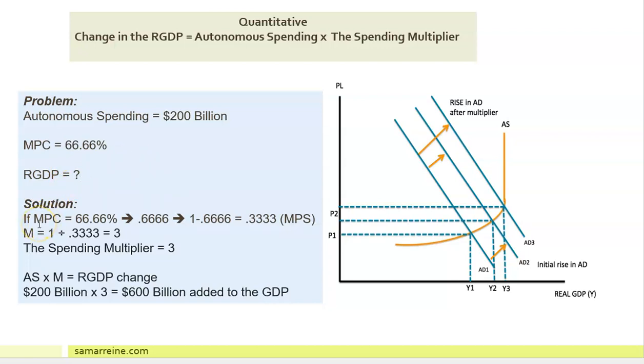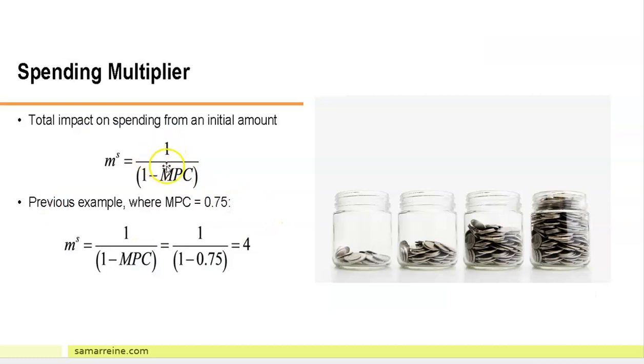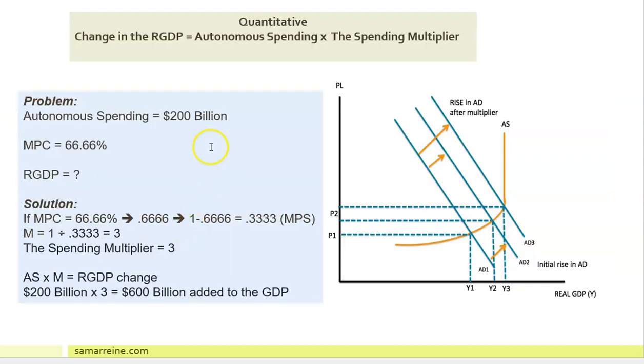Well, if you have an MPC of 66.6% and you do 1 divided by the MPS, which is, remember the formula over here, 1 divided by 1 minus the MPC, right? So if we go back here and we say 1 divided by 1 minus 0.6666, then we end up with 1 divided by 0.3333. That gives us a 3 for the multiplier.